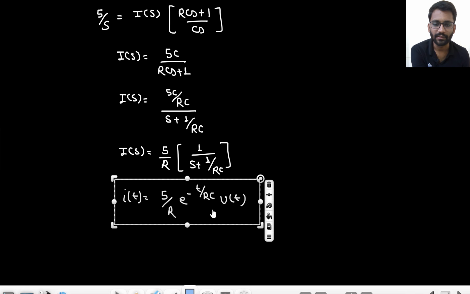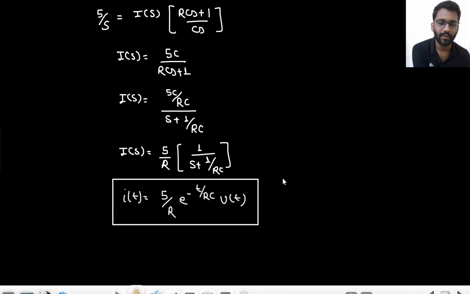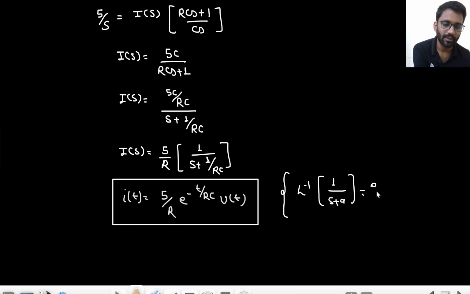This would be your final answer. Why so? Because the inverse Laplace of 1 by S plus A is e to the power minus At into u(t). Right? So this is 1 upon S plus A, where the value of A is 1 by RC. So this is the final answer.